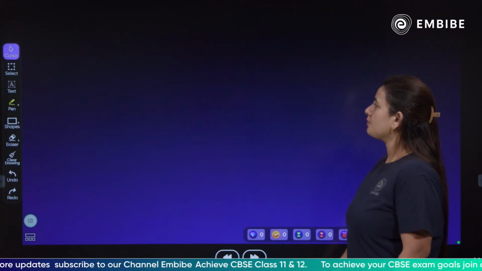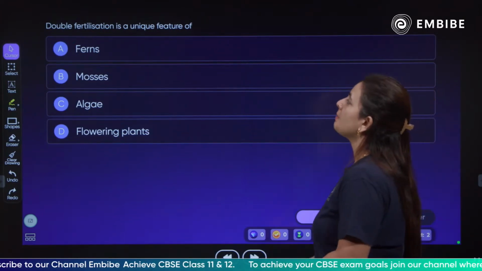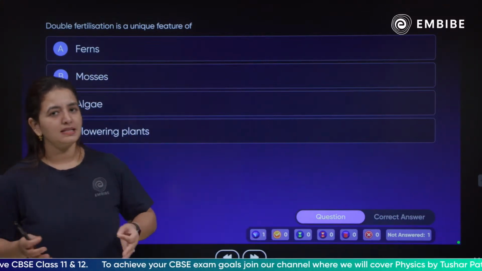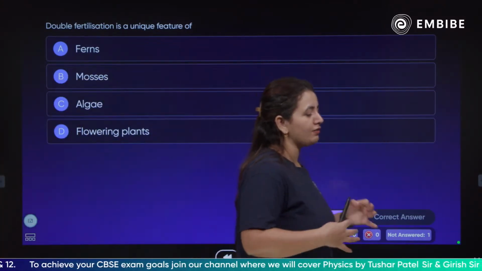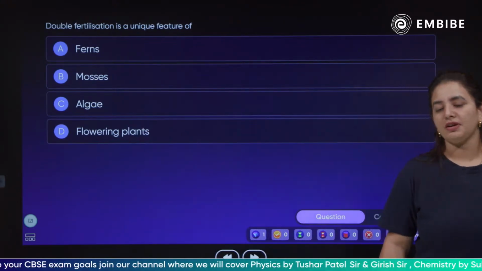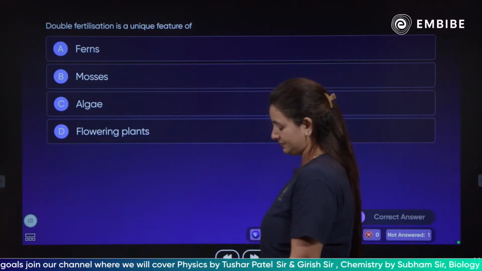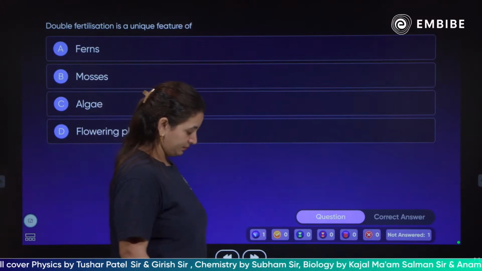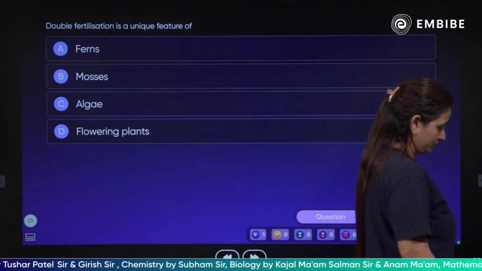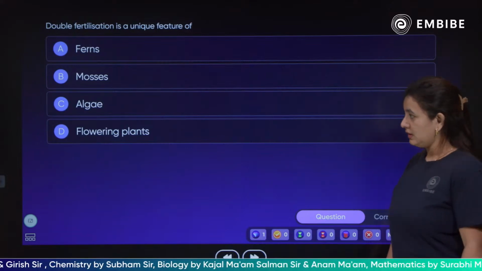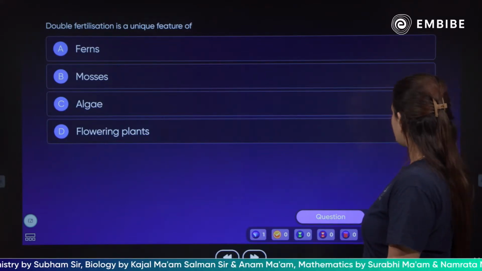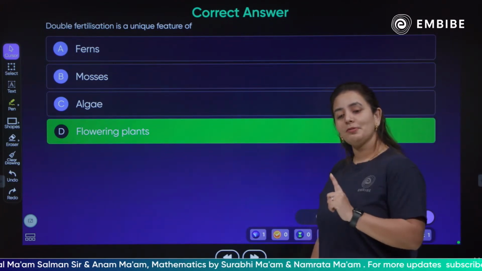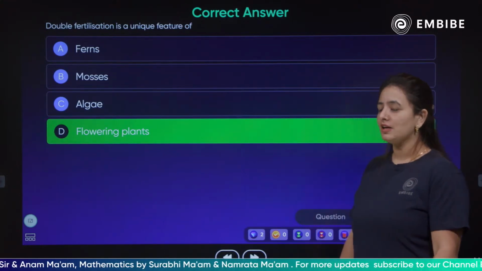Moving forward, children, again we have a question. Double fertilization is a unique feature of what? It is just a basic question. Children, double fertilization is a very unique feature of the flowering plants, or the angiospermic plants. What is double fertilization? It's still a question, we are going to discuss it, not a problem.